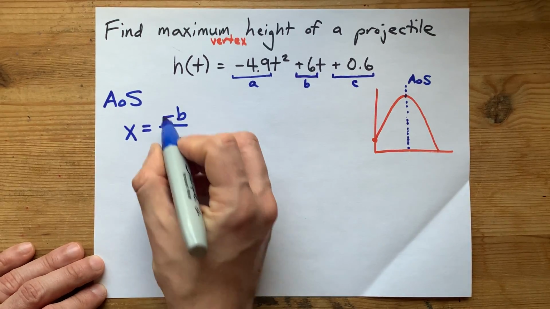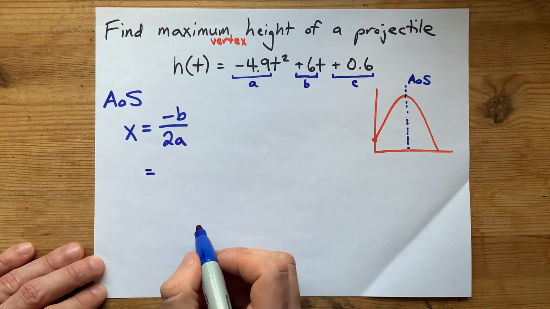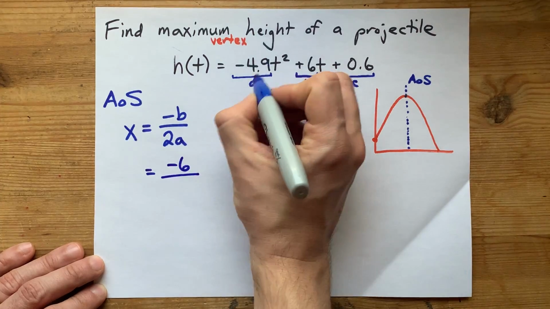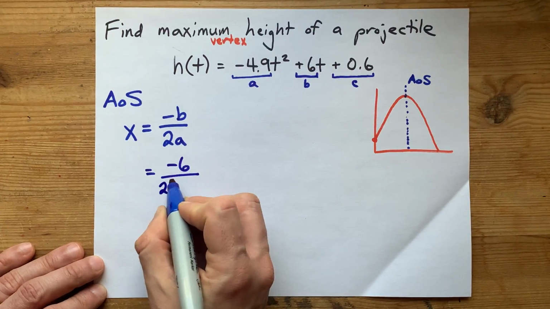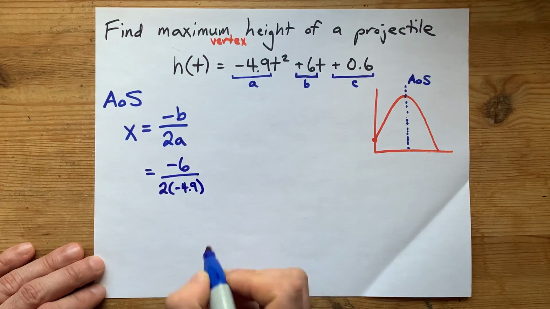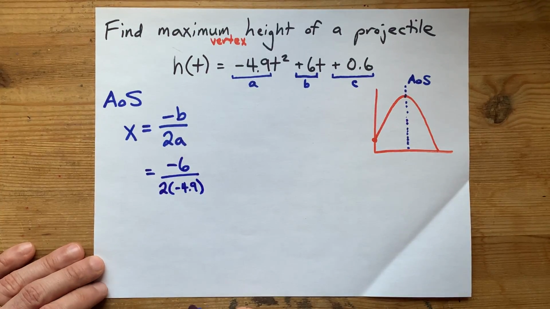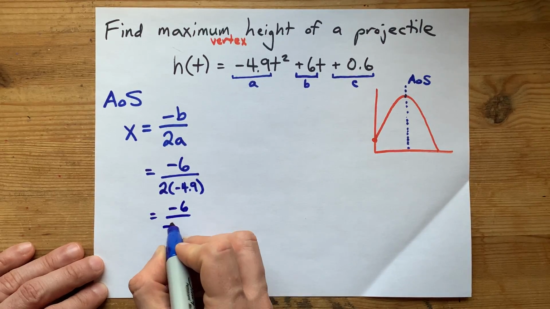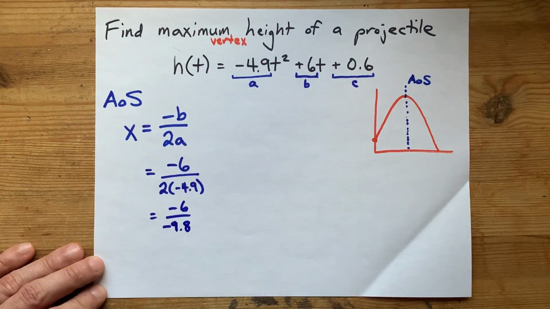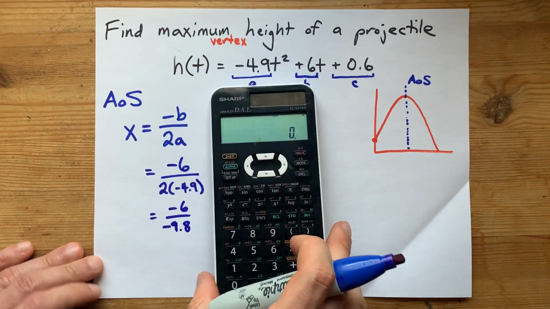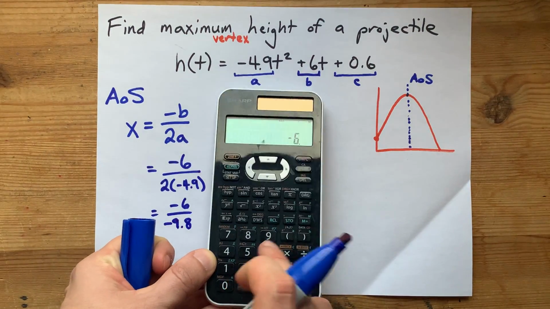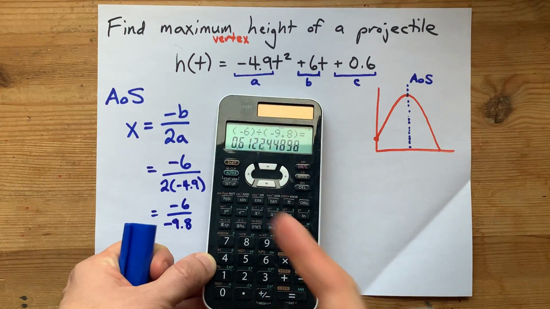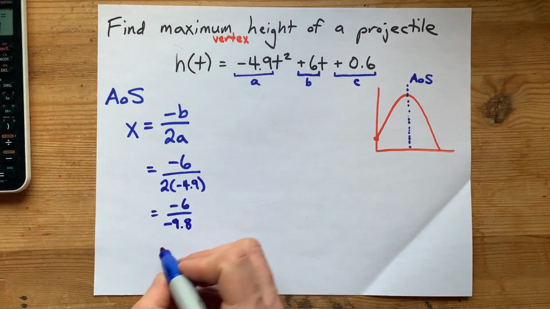I can plug these numbers into the equation. B is 6, so negative 6 on top of the fraction. A is negative 4.9, so that's 2 times negative 4.9. I'm going to need a calculator for this one. This is negative 6 on top and negative 9.8 on the bottom. Let's do negative 6 divided by negative 9.8. I got 0.612.